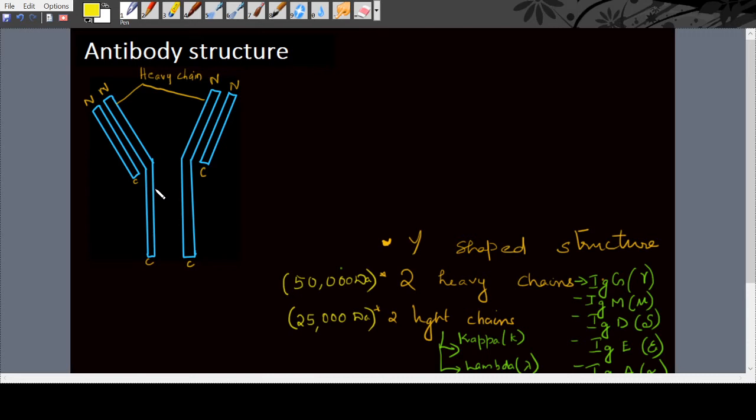Then of course we have told that it has an N-terminal and the C-terminal end. And of course we can see a carbohydrate. It is a glycoprotein, so you can see a carbohydrate attached to this one. This is the carbohydrate attached to the immunoglobulin. This carbohydrate helps to distinguish between two immunoglobulins or two types, distinguishing one from another.